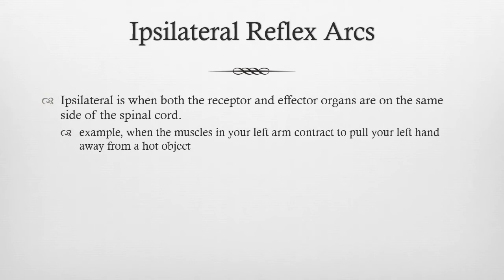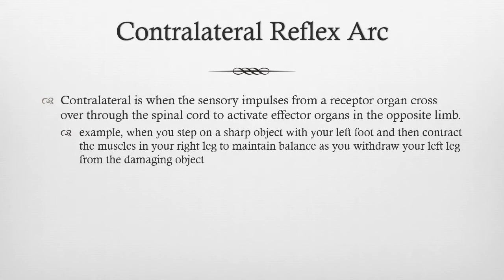The reflex of something like touching a hot pot is going to be a type of ipsilateral reflex. It happens on the same side as the stimulus. And so ipsilateral means same side. And so the receptor and the effector organ are on the same side. If you touch it with your right hand, you're going to pull your right hand away, or your left hand, you pull your left hand away.